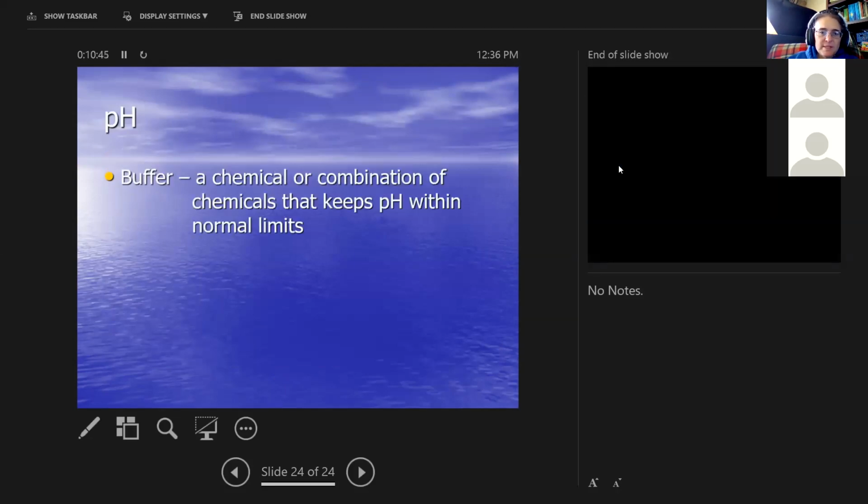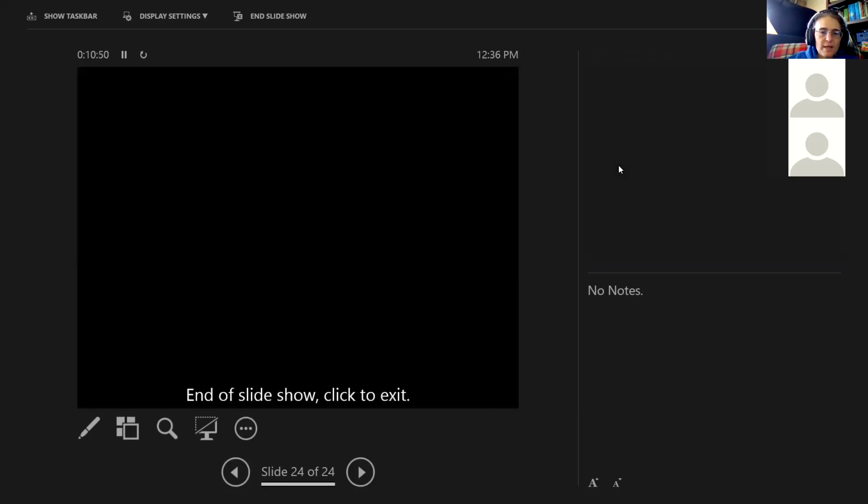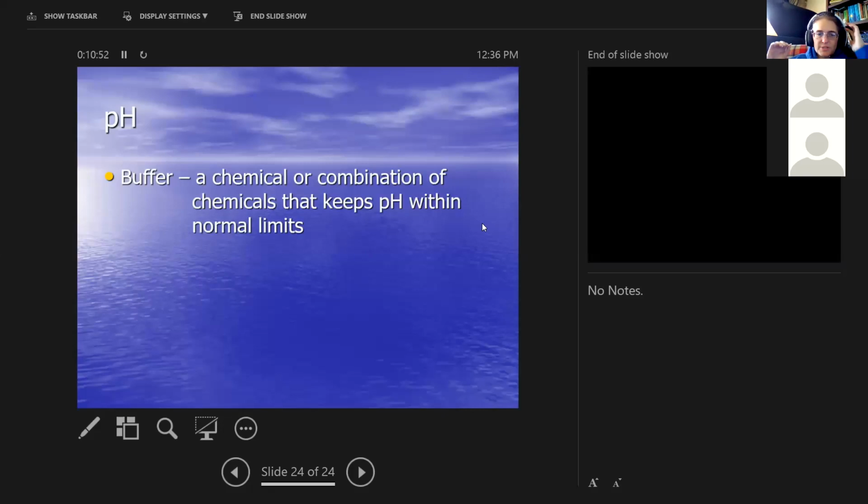A buffer is a chemical or combination of chemicals that keeps the pH within normal limits. And here again, normally I'd have a little worksheet that I'd hand out, and we'd do buffers. Now what you have had is this week you did the buffer lab, right? Have you done the buffer lab yet? Yes, and it was extremely difficult. The questions were extremely difficult. Yes, I can imagine they were.